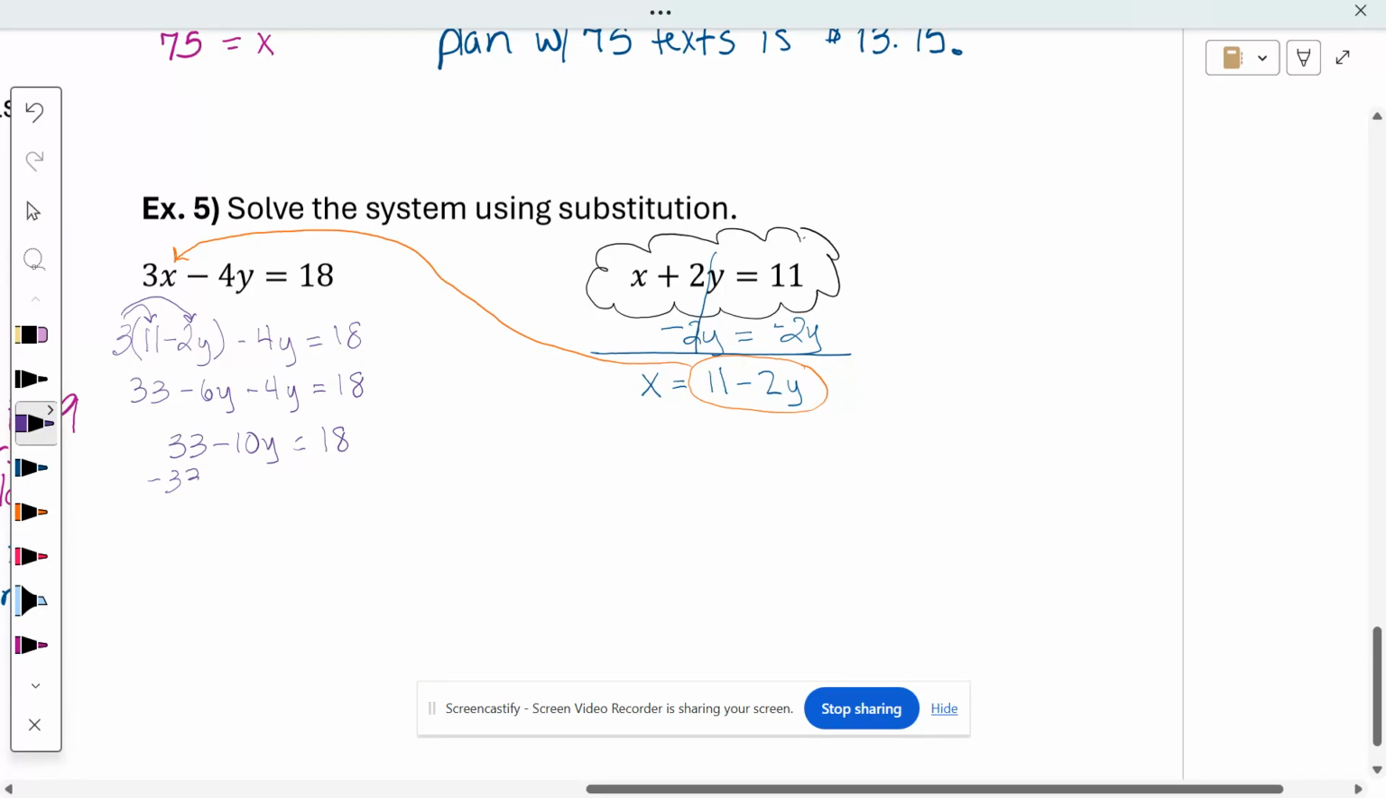I'm going to subtract 33 from both sides. Negative 10y equals negative 15. Divide both sides by negative 10. And I find out that y equals 3 halves. Y equals 3 halves, which is the same thing as 1.5 if you're using your calculator. Okay, these are the same thing. These have the same value.